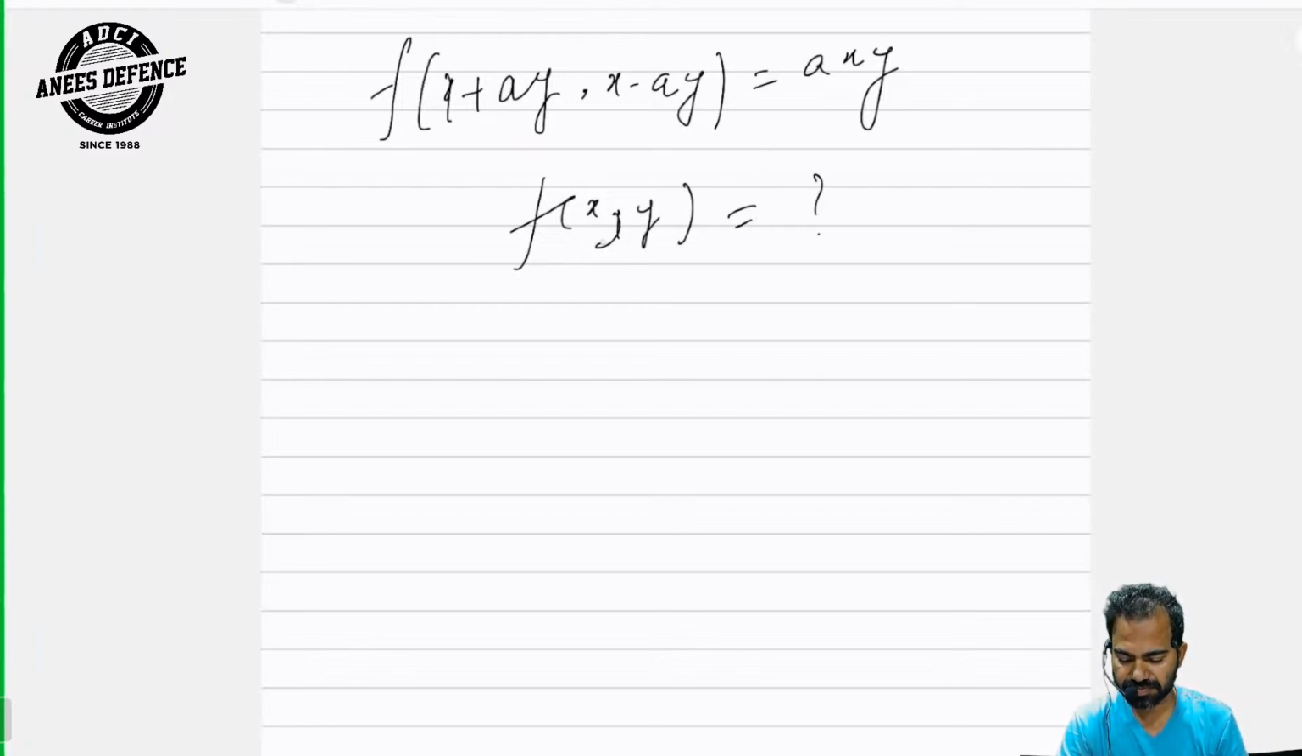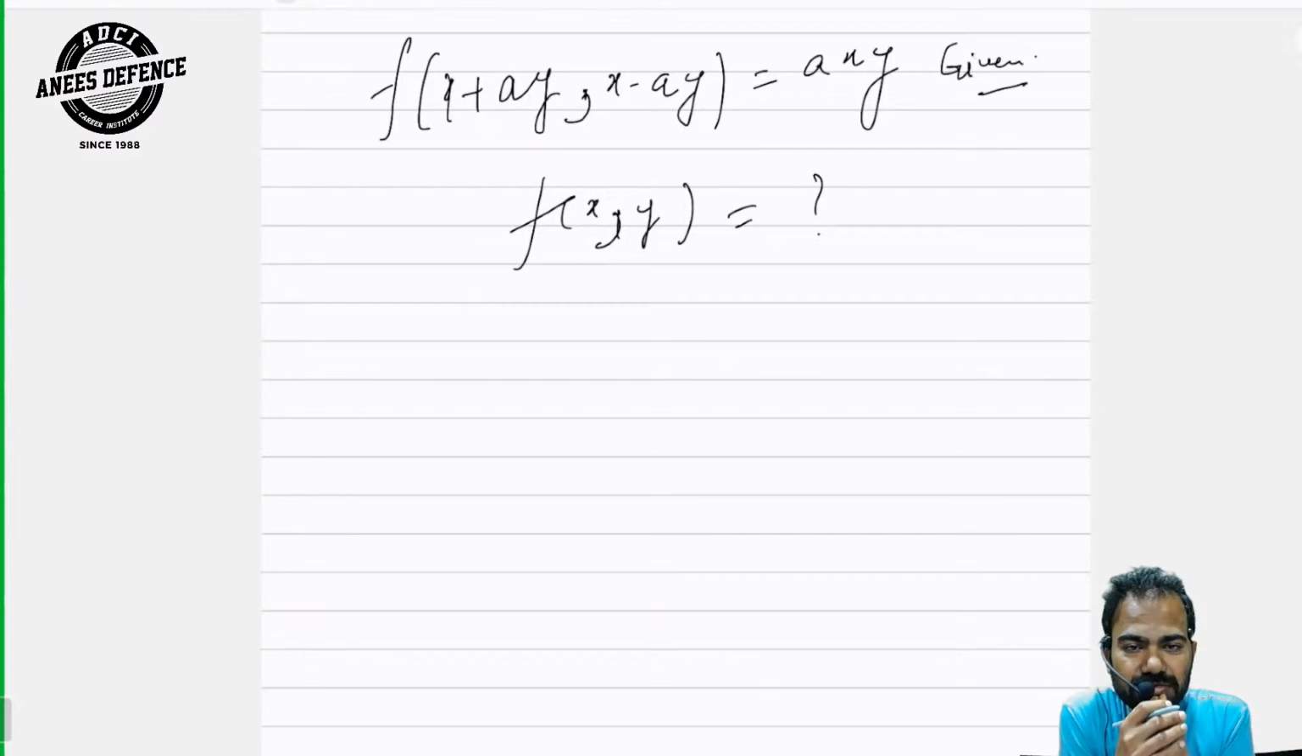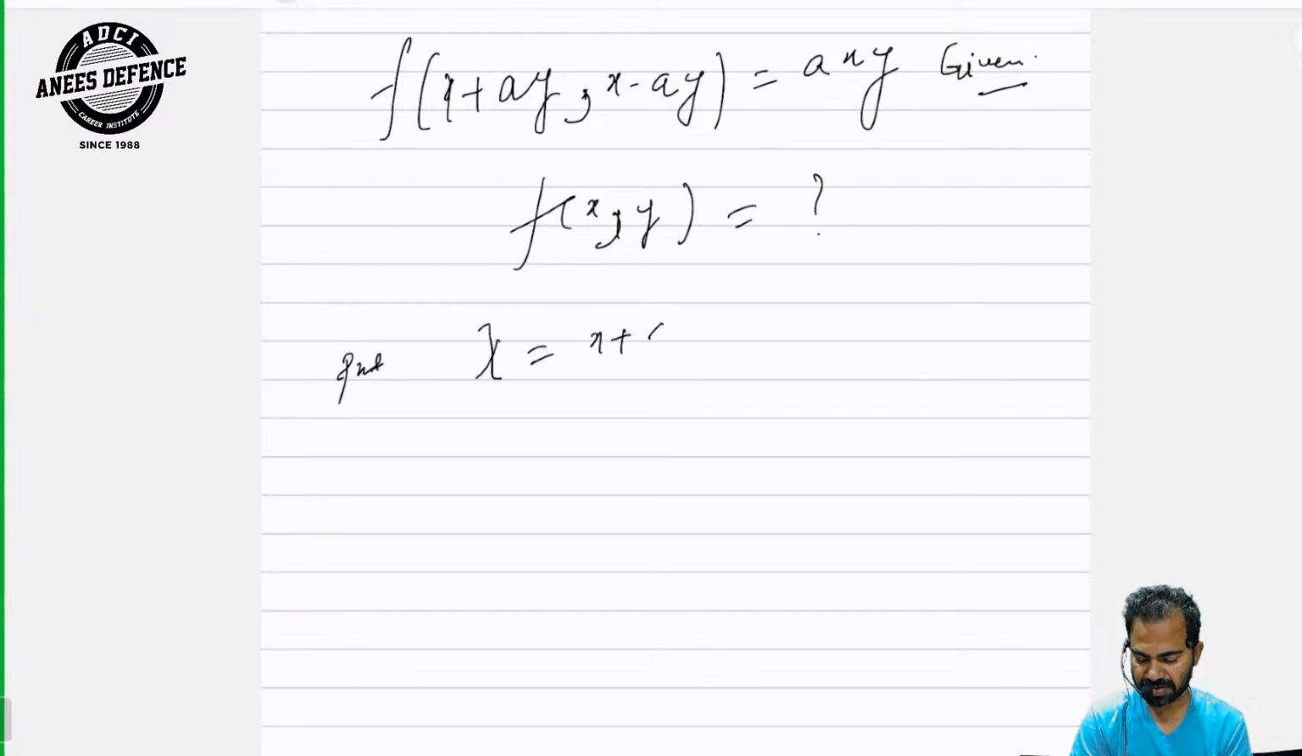This is the given: f of x plus ay comma f of x minus ay equal a times xy. These are given things. We have to find f of x comma y. So suppose that lambda is equal to x plus ay and mu equal to x minus ay.